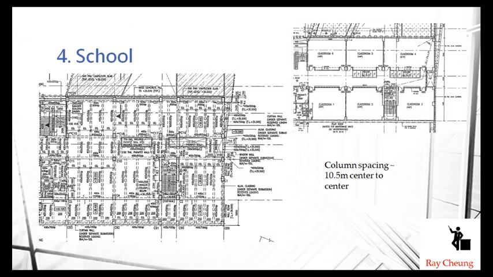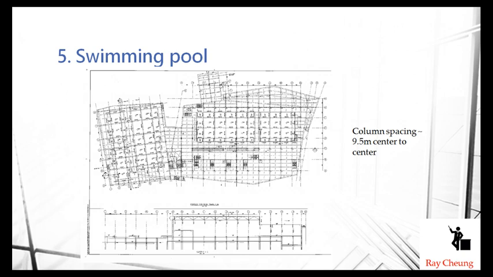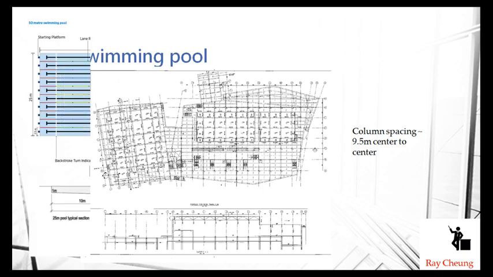For the school, this is another form of use, but normally for reinforced concrete, the column spacing is around 10 meters. That means around 10 meters is also suitable for a school. For the swimming pool, remember the column should be below the swimming pool. You never see any columns in the middle of the swimming pool. Otherwise the swimmer cannot swim.